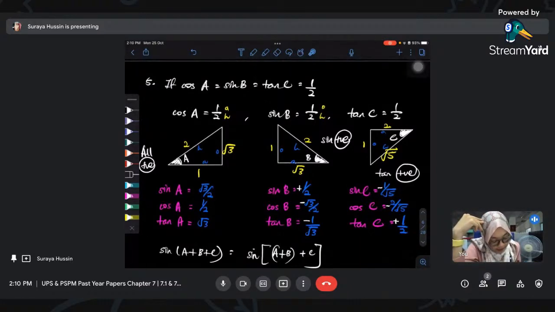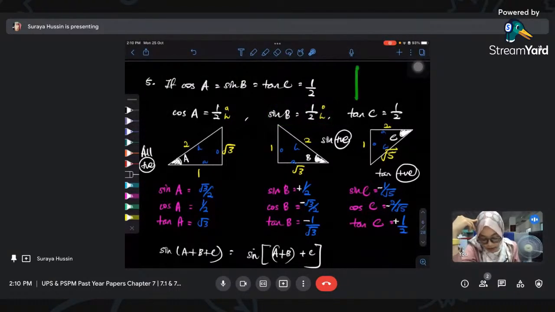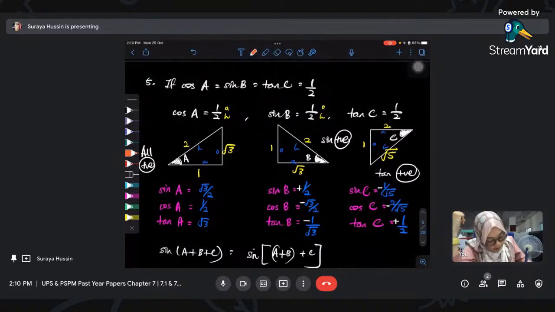Bila tengok balik kan, apasal aku buat macam ni? This is sign positive. Positive sign is what? Can anybody say that in the comment below? On the chat over there? Please tell me what did I do wrong?